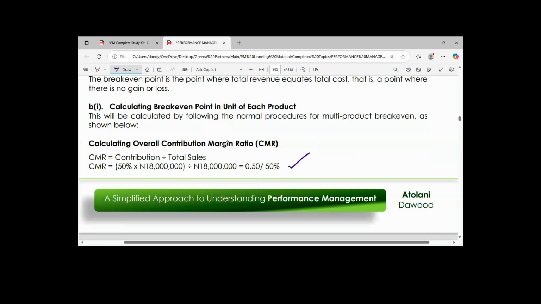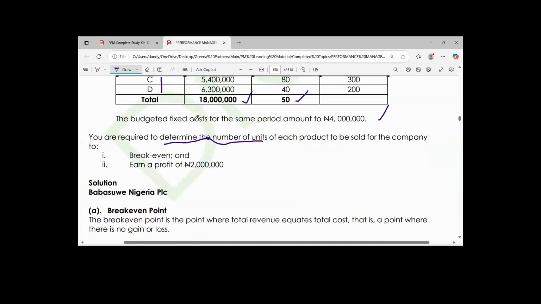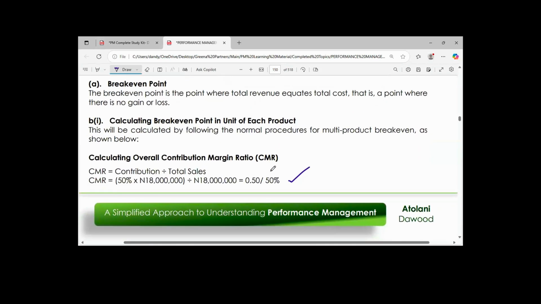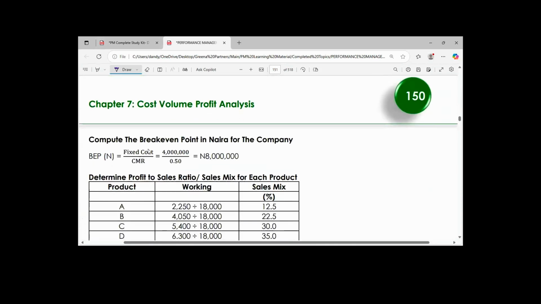Step 2 says you should calculate the overall break-even point in naira. How do you do this? To get the overall break-even point in naira, you are going to divide the fixed cost of 4 million naira by the contribution margin ratio of 50%. That will give you 8 million naira. Let's see. Yes, fixed cost divided by contribution margin ratio. Fixed cost is 4 million naira. Contribution margin ratio is 50%. When you do that, that will give you 8 million naira.